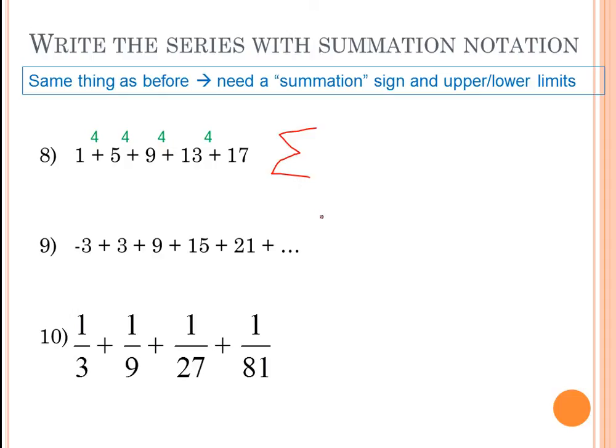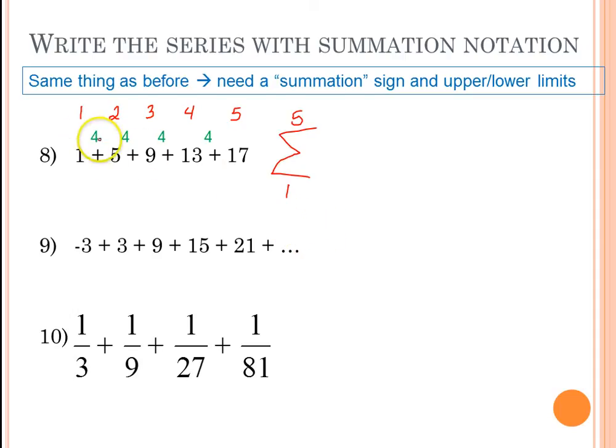Okay, so here's my sigma, and I need my equation on the right. I need a lower limit and an upper limit. Okay, so what do I have? Well, my lower limit's 1. I'm starting at term 1. And I don't have a dot, dot, dot, so I stop. Well, what term do I stop on? This is term 1, term 2, term 3, term 4, term 5. So I stop at term 5. Okay, well, that's my summation. That's my sigma. Now what's my equation?